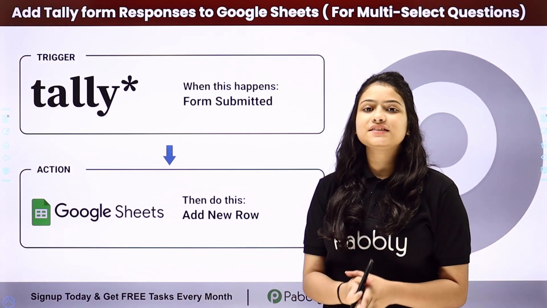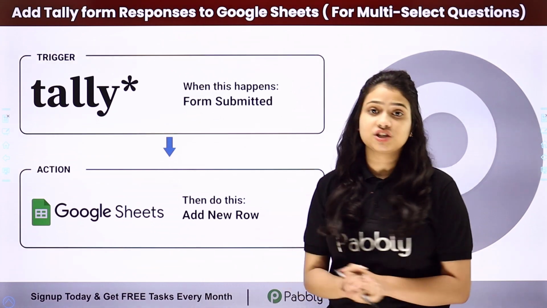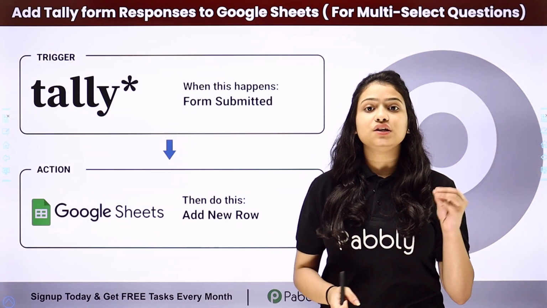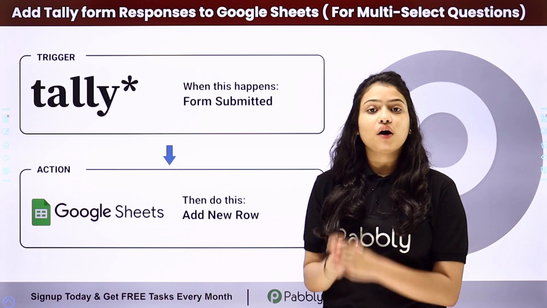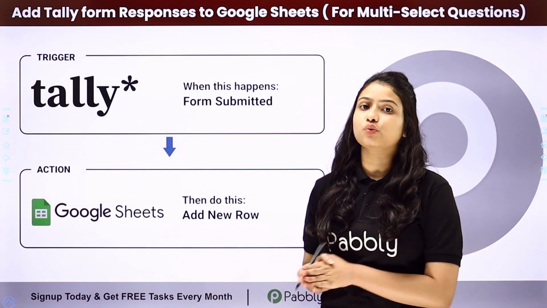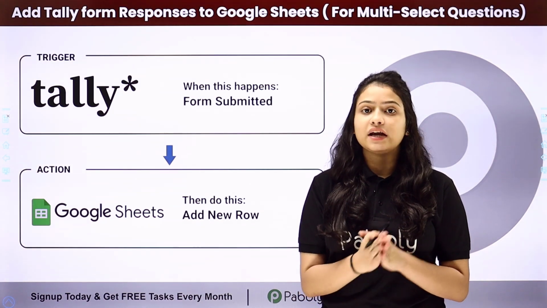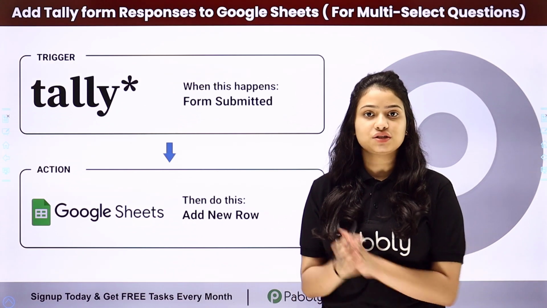Hello everyone, in this video we are going to learn how to add Tally form responses to Google Sheets. I want that as soon as a new form is submitted in Tally Forms, automatically the details of the form response should be added in the form of a new row in my Google Sheets. And here we are going to learn how we can add the details of a form in Tally which contains multi-select questions to Google Sheets.